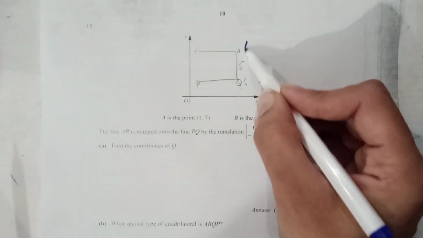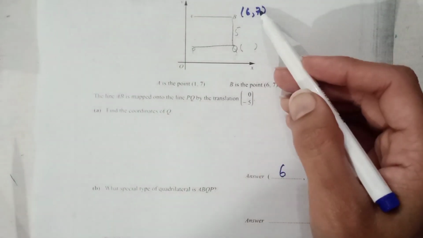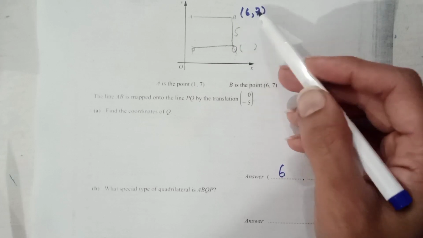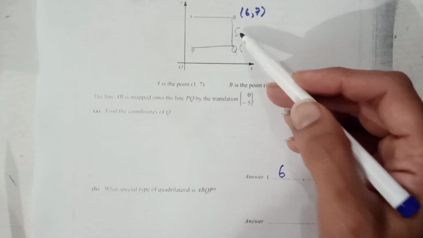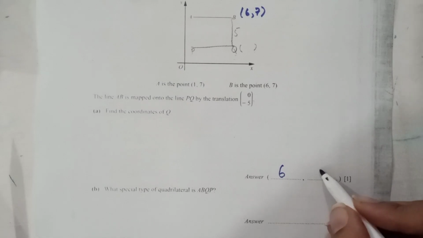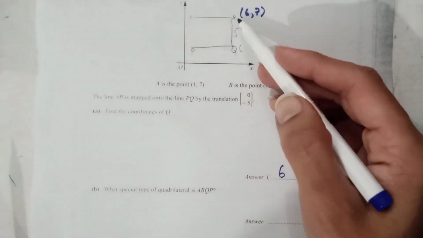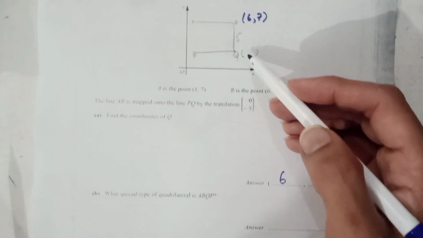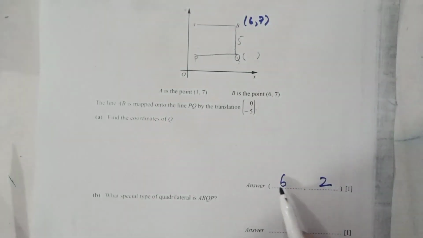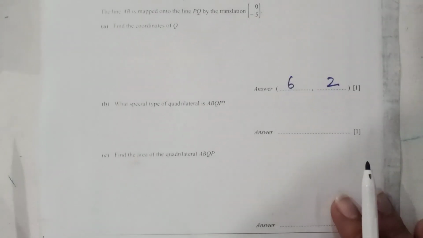Coordinate of B is provided as 6 and 7. Subtract 0 from 6, we get 6. And we move downward 5, it means we have to subtract 5. Subtract 5 from 7, we get 2, because this is the distance of 5. That's it, we have found the coordinate of Q.